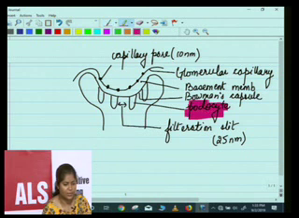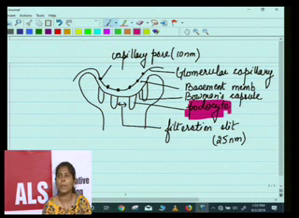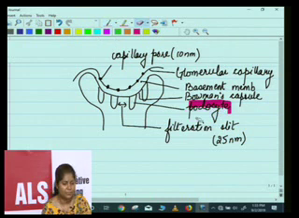It is called podocytes. So these are podocytes. Podo means foot, and cytes means cells. So these are specialized cells with foot-like structures, just like foot processes. Okay, clear?